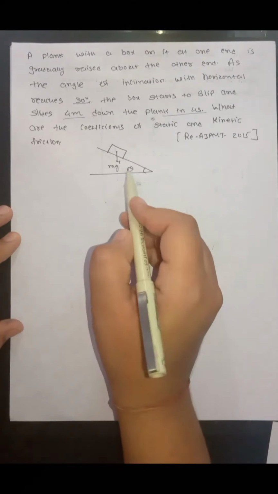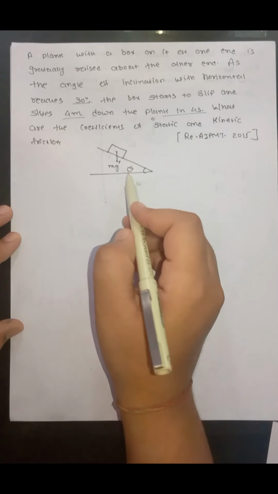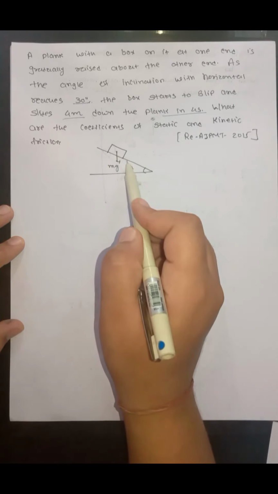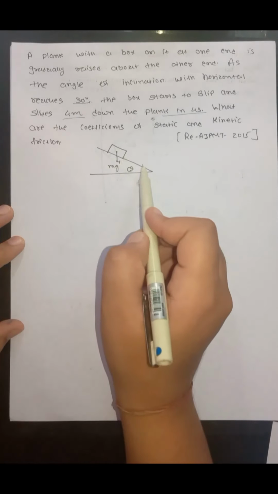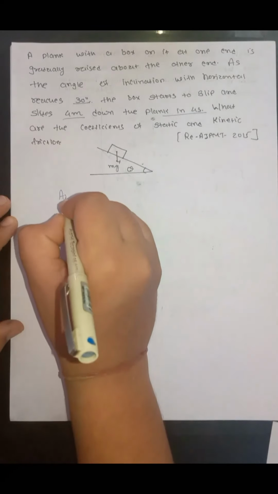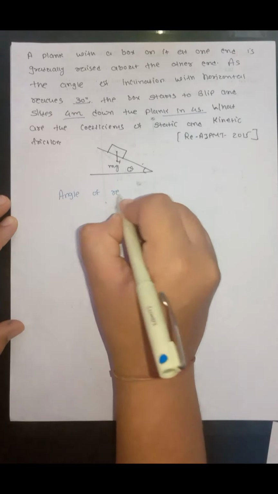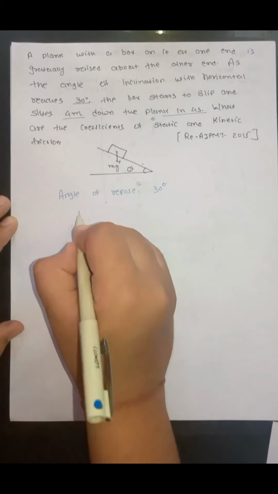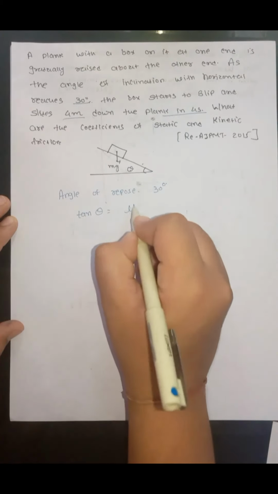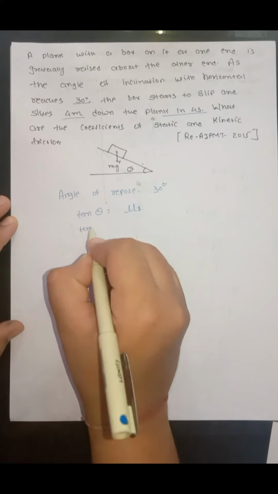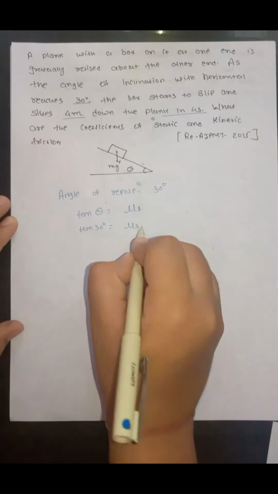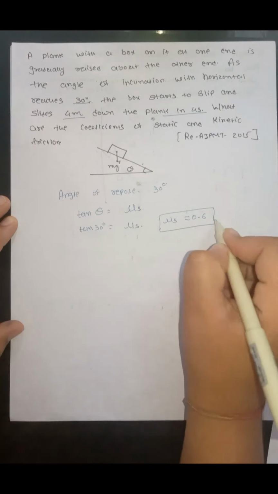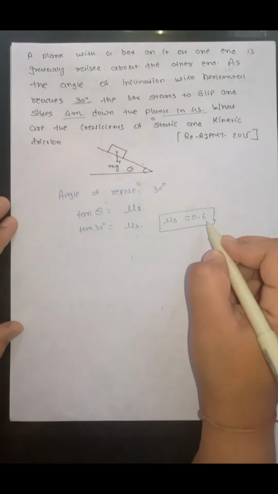Here, the maximum angle possible for this inclination is 30 degrees, at which this block will be at rest. As we increase the angle beyond 30 degrees, the block will start sliding. So the angle of repose for this block and wedge system is 30 degrees. We know that for the angle of repose, tan theta is equal to mu s. So tan 30 degrees will be equal to mu s. So mu s is approximately equal to 0.6. That is, the coefficient of static friction is approximately 0.6.